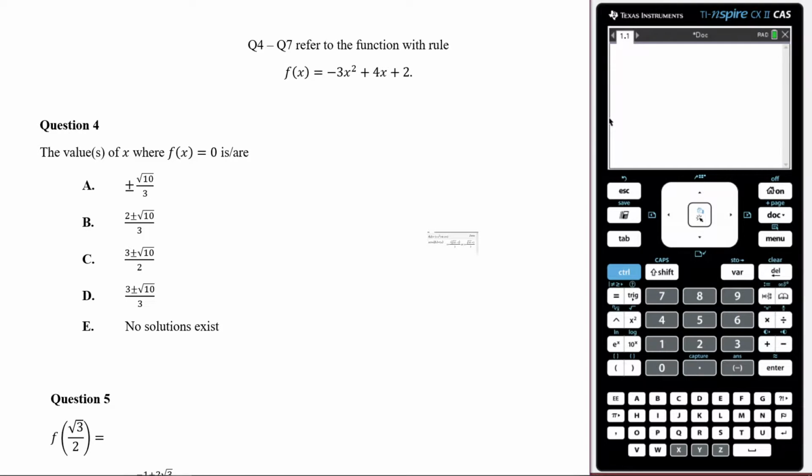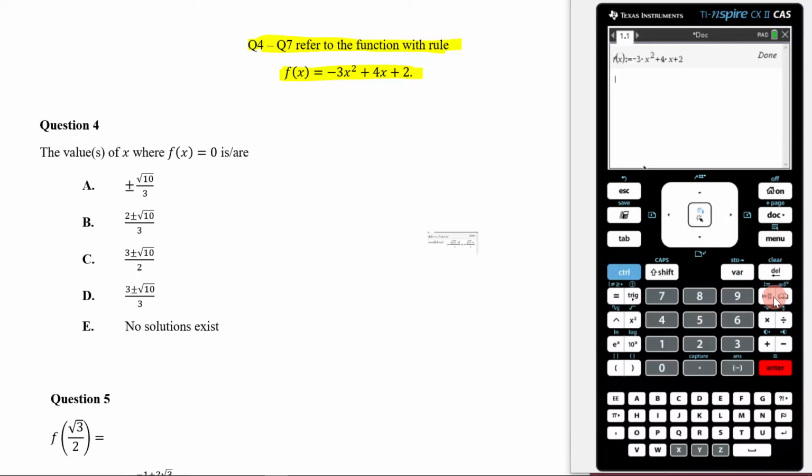Okay, so we're going to answer these questions before us. It says that questions 4 to 7 refer to the function with the rule, this right here. We're going to be using this to answer a few questions, and just looking at the nature of these questions, it's quite clear that the first thing you want to do is define this function in your CAS. So that means I'm going to go f of x, then go control this, then go negative 3x squared plus 4x plus 2.